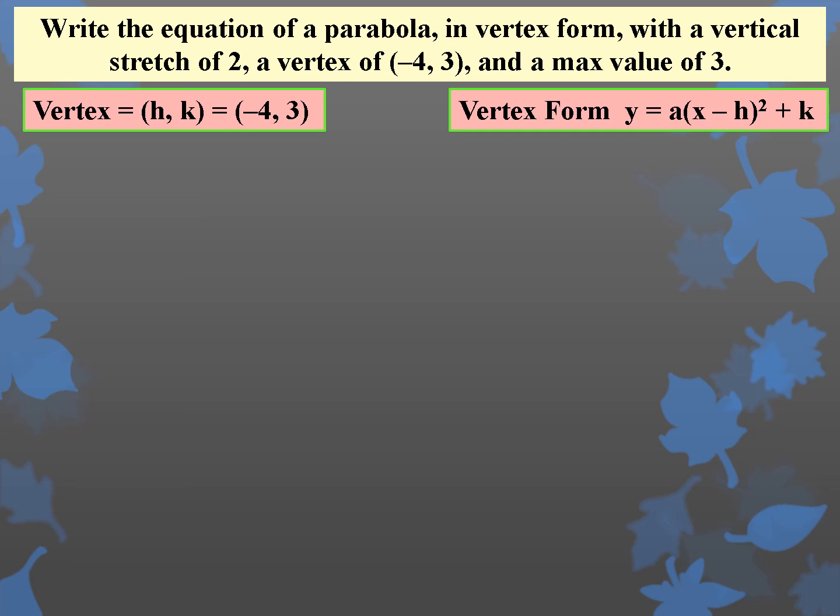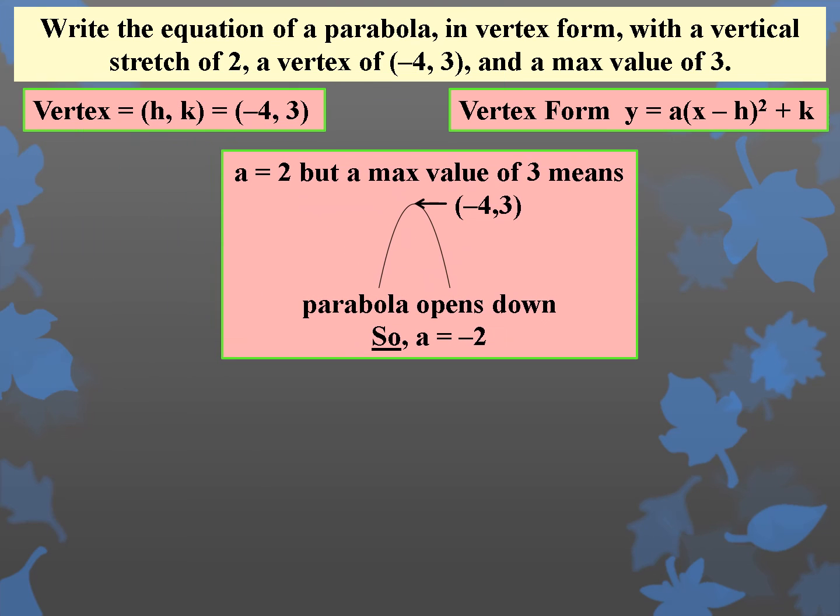A max value. So we know parabolas, they're either going to have a minimum value. Minimum value means the vertex is at the bottom, and so it opens up. Maximum value means my vertex is at the top, and it opens down. The A is 2, but the maximum value of 3 means that your parabola is going to open down.